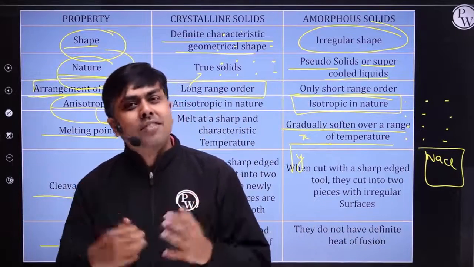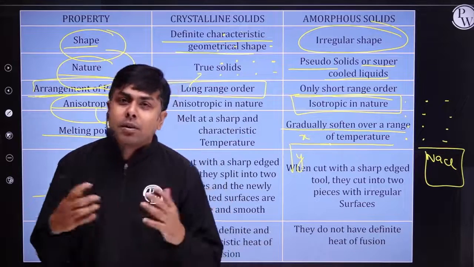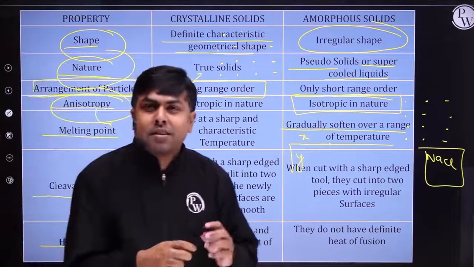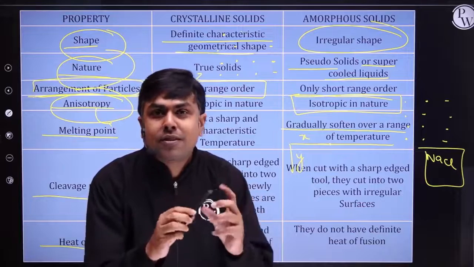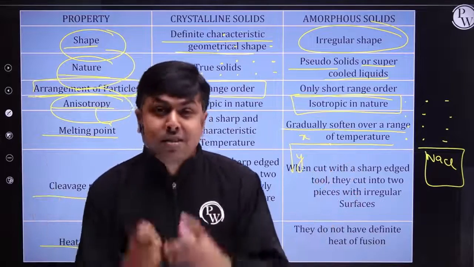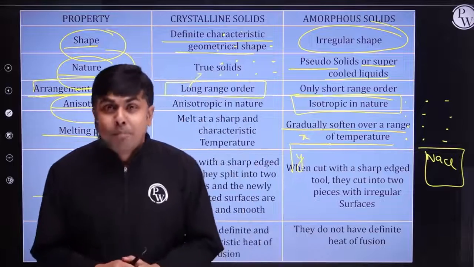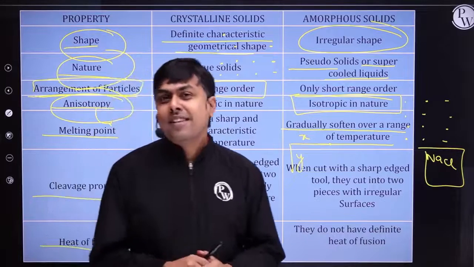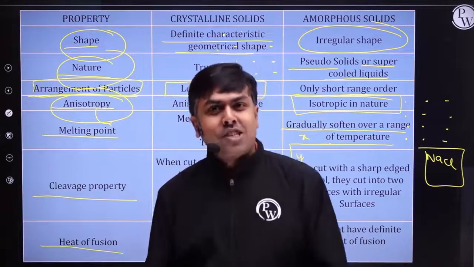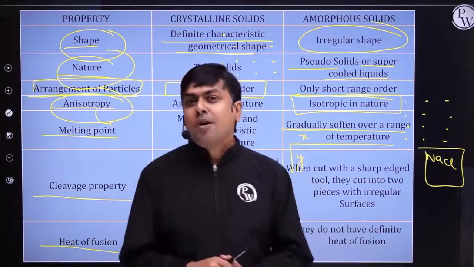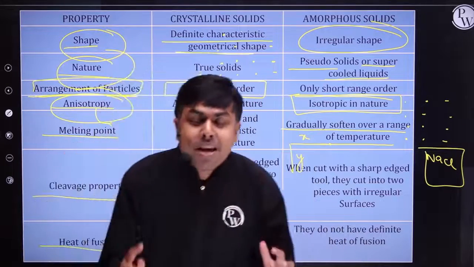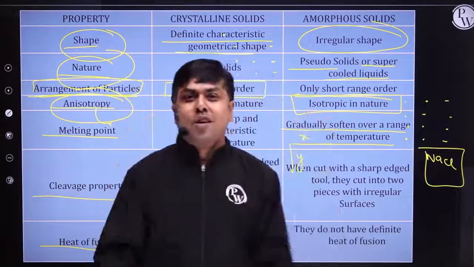You might have seen the melting of rubber, the melting of plastic. First it gradually softens and then it starts flowing. And the reason is that the bond energy between two constituent particles is not the same throughout the structure in amorphous solids, whereas it is the same in crystalline solids.